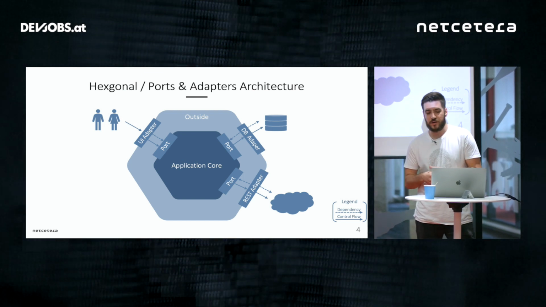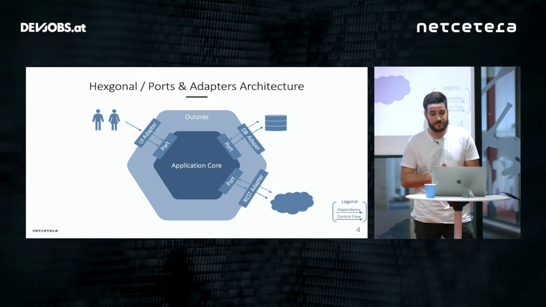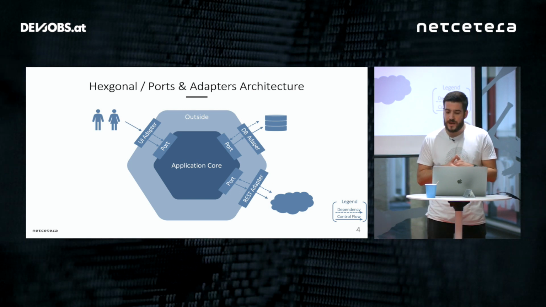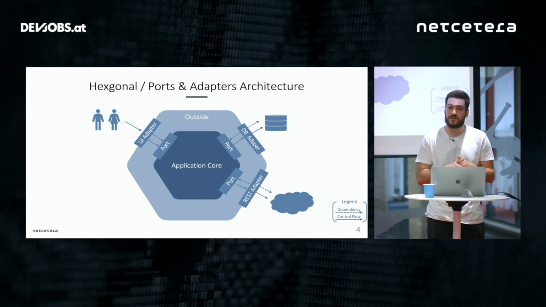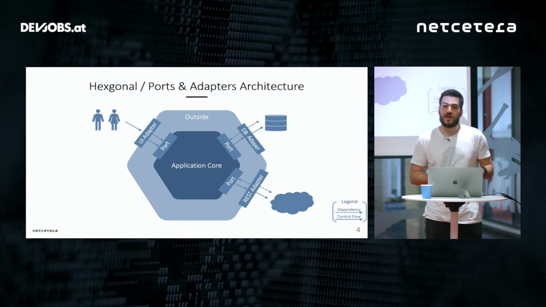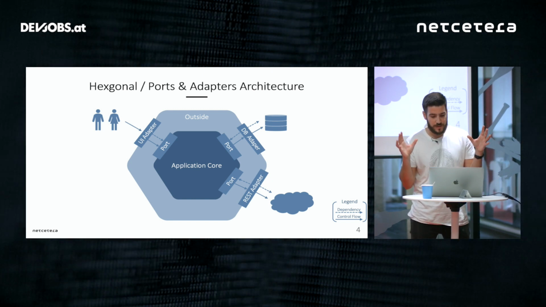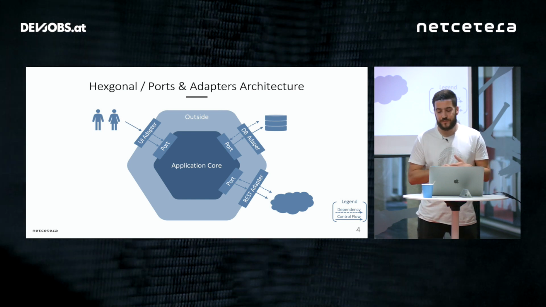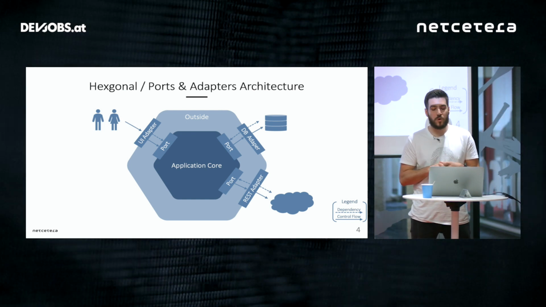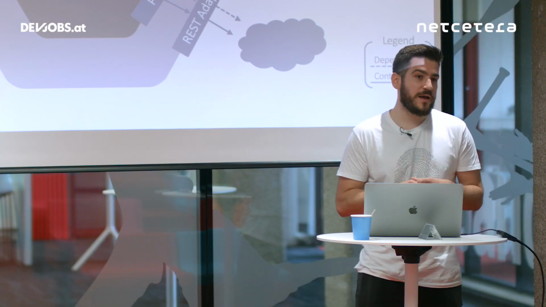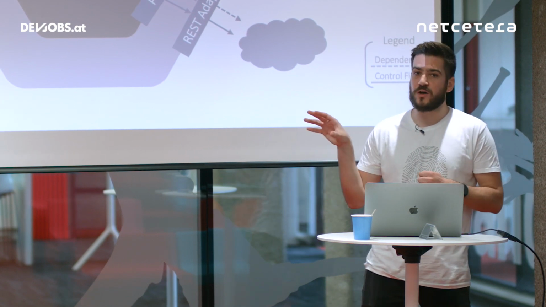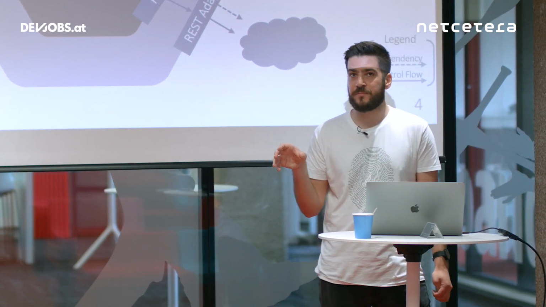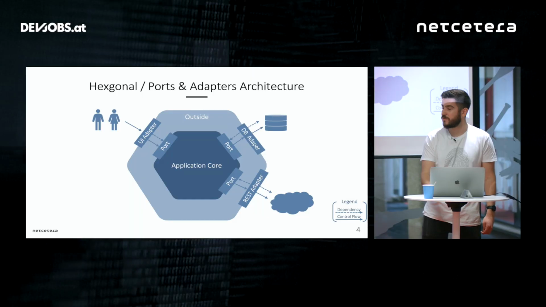Let's look at hexagonal or ports and adapters architecture. The main idea behind this architectural pattern is that you divide your software system into an inside and outside world. Thereby, the application core on the inside interacts with some outside components over so-called ports. Thereby, the actual interaction with the outside components happens over so-called adapters. Quite easy so far, right?